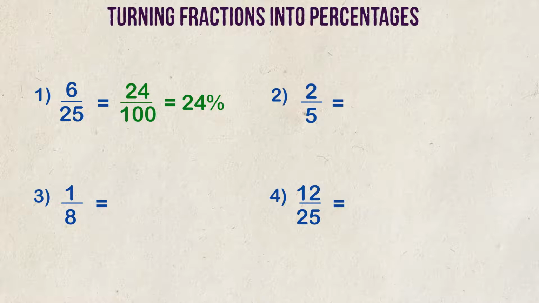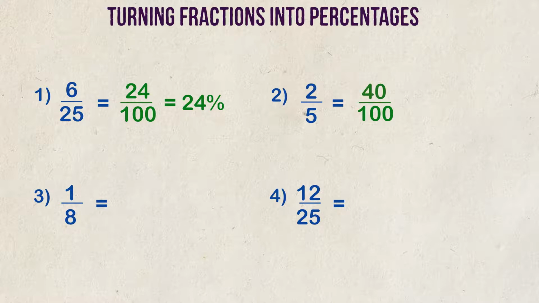Example 2. Change 2/5 to a percent. Let's set our problem up the exact same way as the first example. We can make 2/5 equivalent to a fraction with the denominator over 100. We know that in order for 5 to become 100, it must be multiplied by 20. When we multiply the numerator by 20, we get a total of 40.